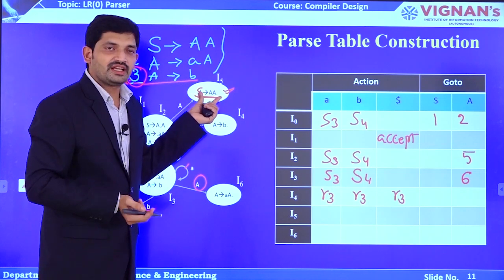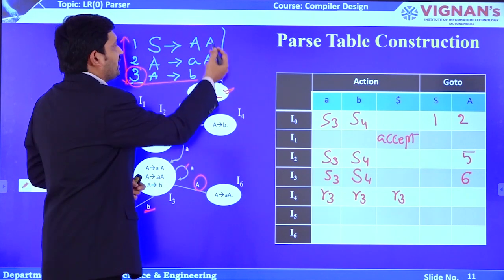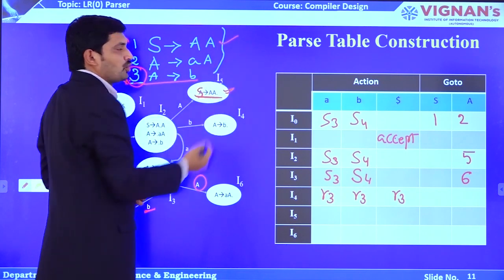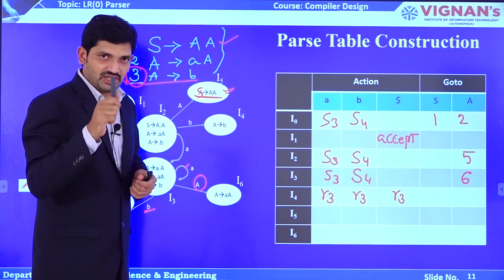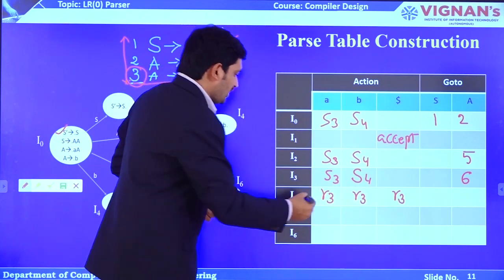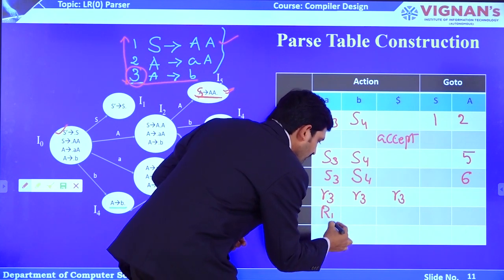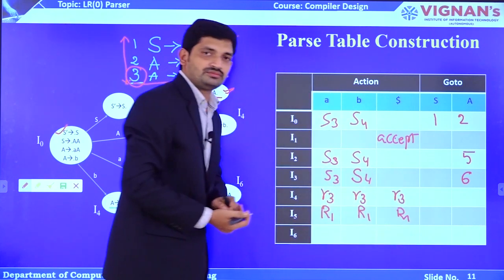Now come to the I5 state. We can find a production as S tends to AA dot here. Now go to the grammar and find this is production number 1. So I have to place the reduction operation number 1 in the entire row of the action part. So what you have to write? R1, R1 and R1. Okay.